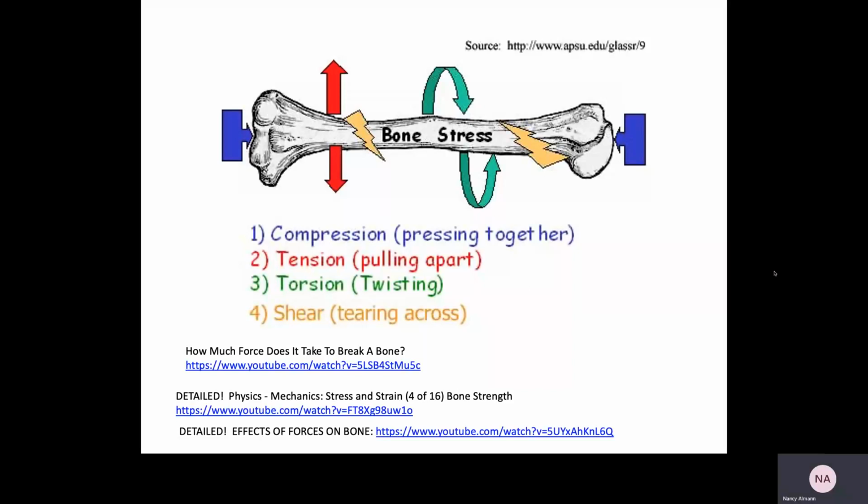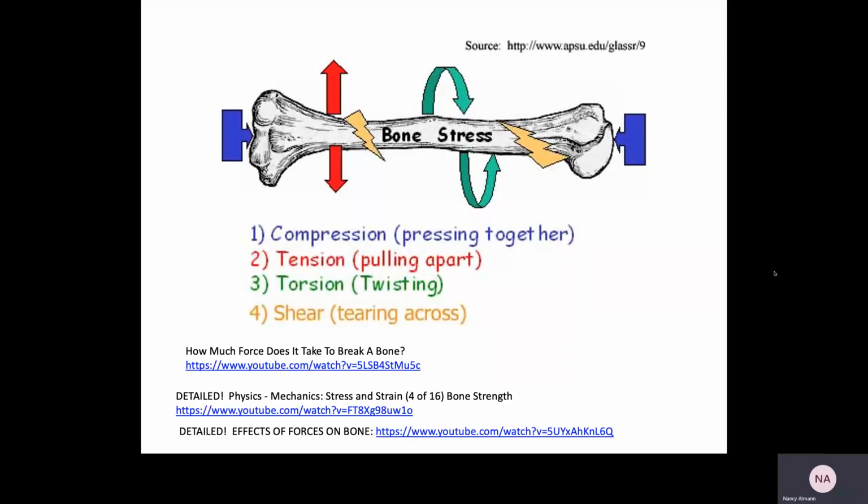Compression is a major force, and for example, if you're standing up and walking around, your vertebrae are being compressed. Tension, bones start to get pulled apart because muscles pull on them. Sometimes you have torsion or twisting because of the way that we move, and shear is tearing apart or tearing across.